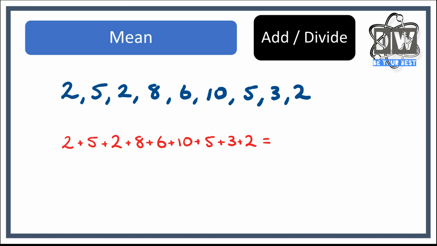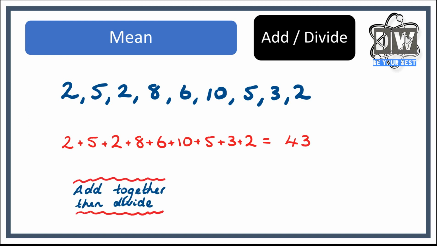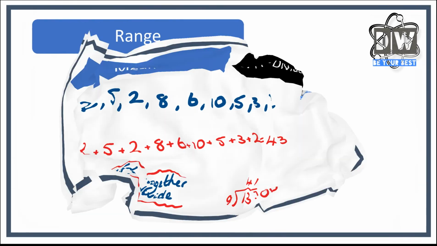I'd add all those together and I end up getting 43, and then I'm going to divide 43 by how many numbers there are, and that was 9. So I got 43 divided by 9, and you can see there that I've got 4.7 recurring. Something you might need to go over is how to divide using the bus stop method if you haven't done that already. So that's the mean.